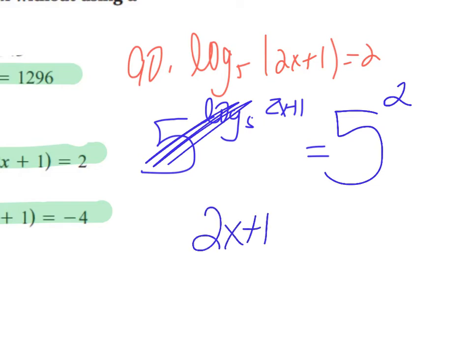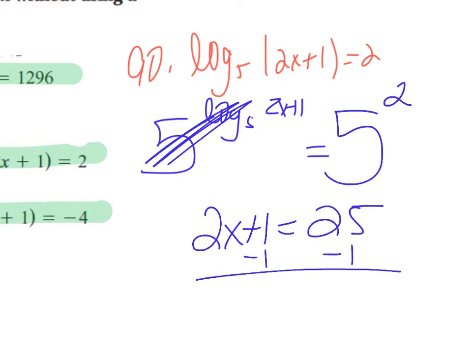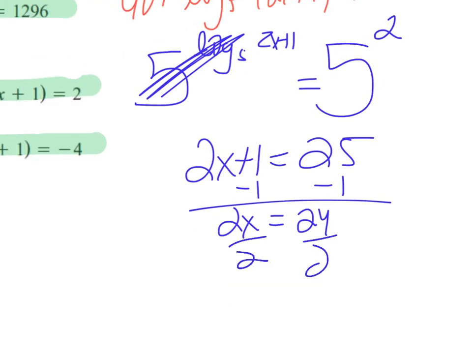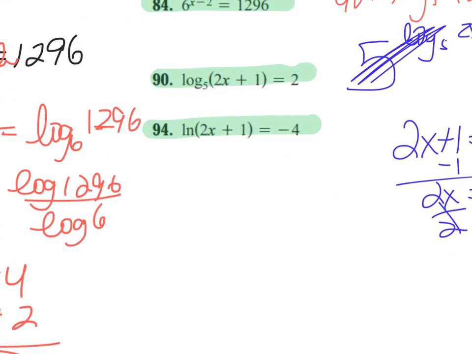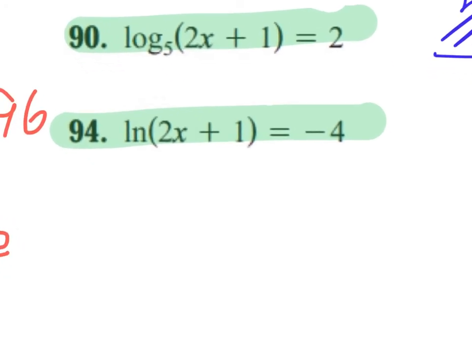I have 2x plus 1 equals how much? 25. Subtract 1 from both sides. 2x equals 24. Divide by 2. X equals 12. Again, what can you do with x equals 12? Plug it back in. All right, what's the opposite of ln?